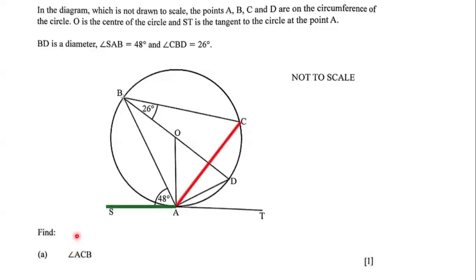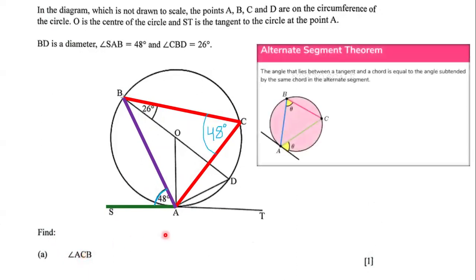Now here, notice that we have ACB, and our goal is to figure out what is the size of this particular angle, angle C, because that's the one in the middle. In order to do this, we're going to use the alternate segment theorem.